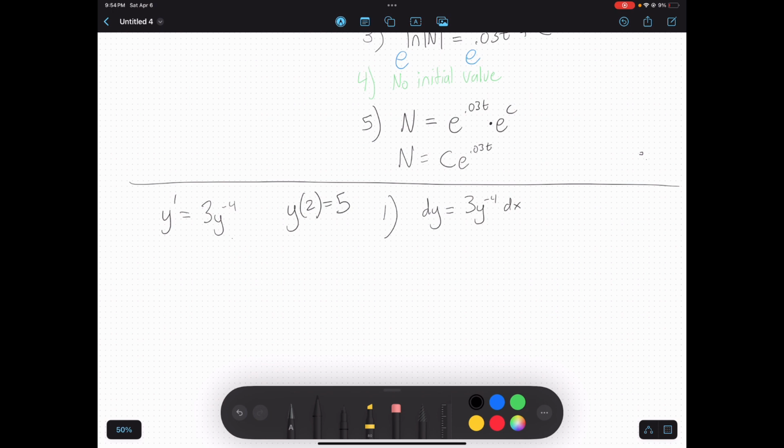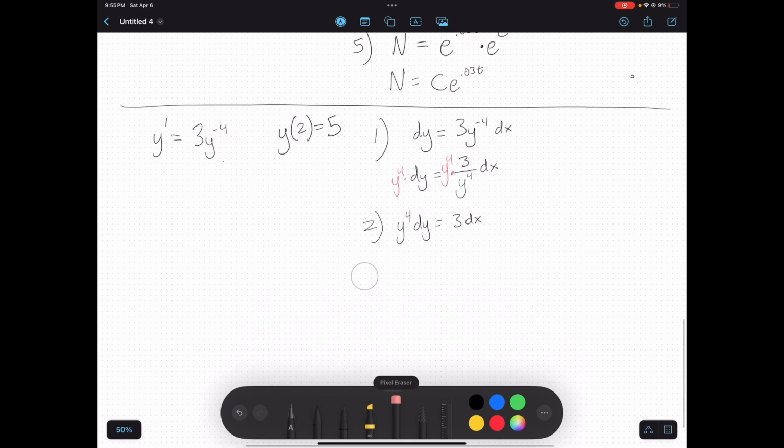Next, let's separate my variables. I have a y on the right side with my dx, and I want that y on the left side. Well, remember that y to the negative fourth? I can rewrite that as dy equals 3 over y to the fourth. Negative exponents mean they're in the denominator. Well, that might make it a little bit easier to move. That just means I can multiply both sides by y to the fourth. If I do that, I have now successfully separated my variables.